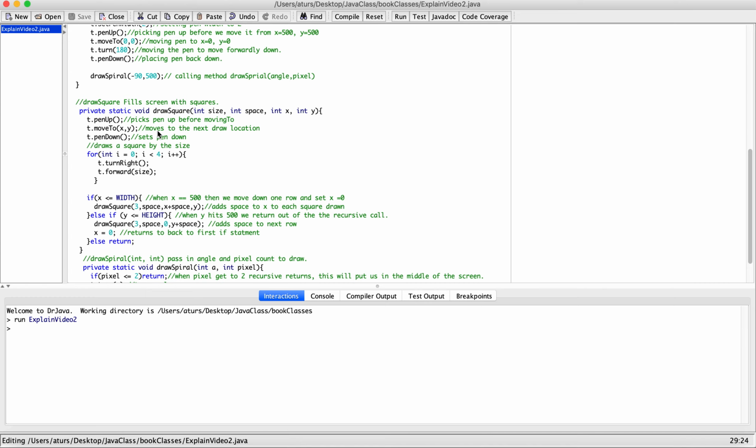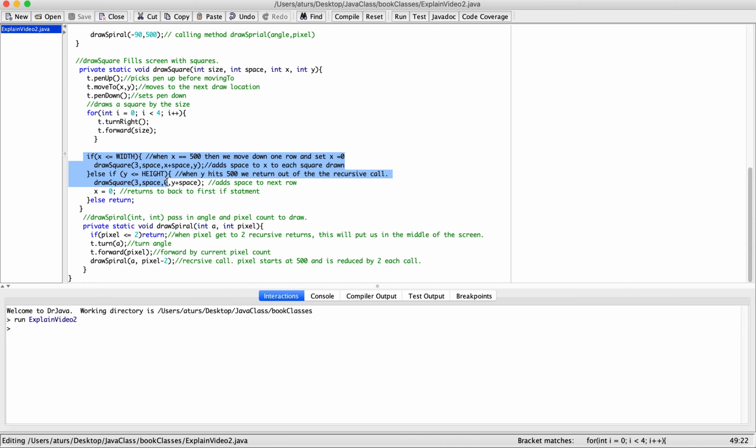Diving down into the actual method, before we move, we pick up our pen. That way you don't draw a line to where you're moving to. We then move to the 0, 0 at our initial. Then we place our pen down. We go through and draw out with our given size set at 3.